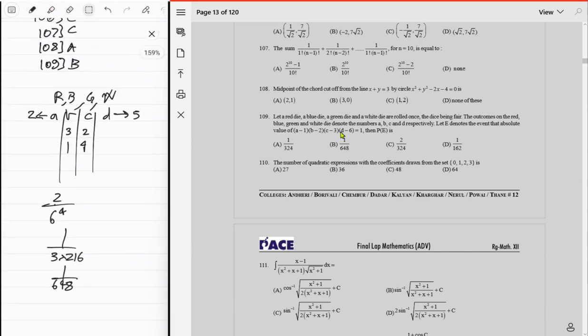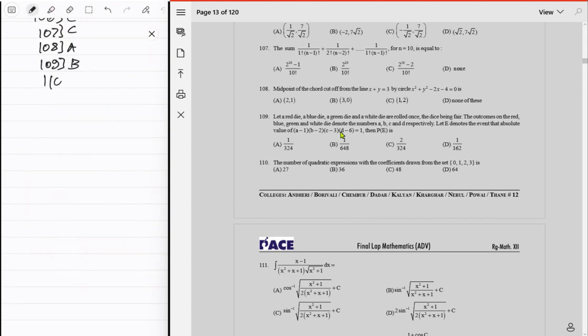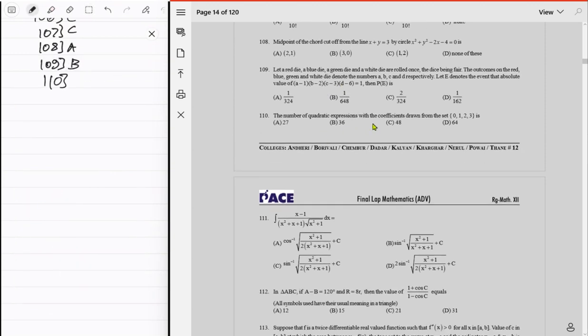110 is the number of quadratic expressions with the coefficients drawn from the set. Wait, what? I just need to look at a, b, c, because expressions are like 3-digit numbers basically, nothing else, because the start cannot be 0. So for the start there are 3 choices, then that times, since you exhausted one, again 3 choices come, and then for the next one 2 choices. That makes sense. So just 18.